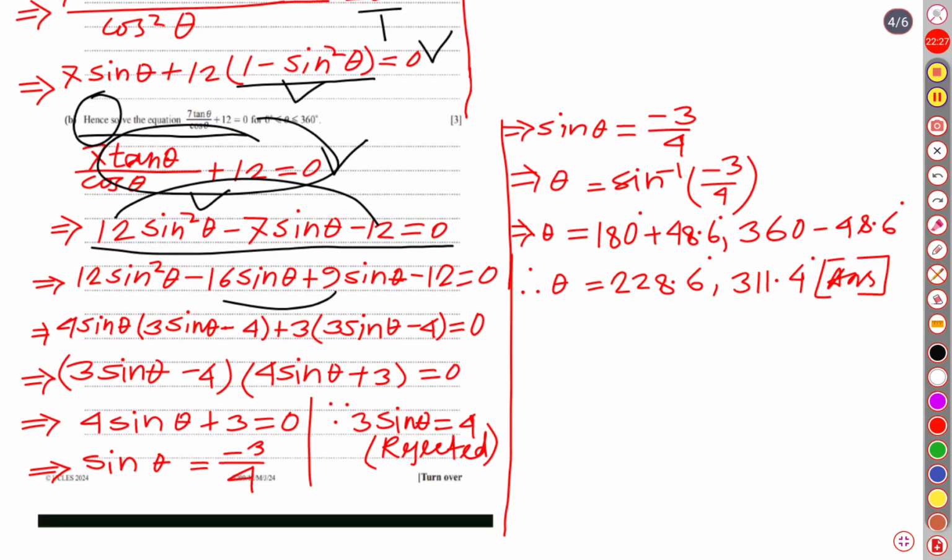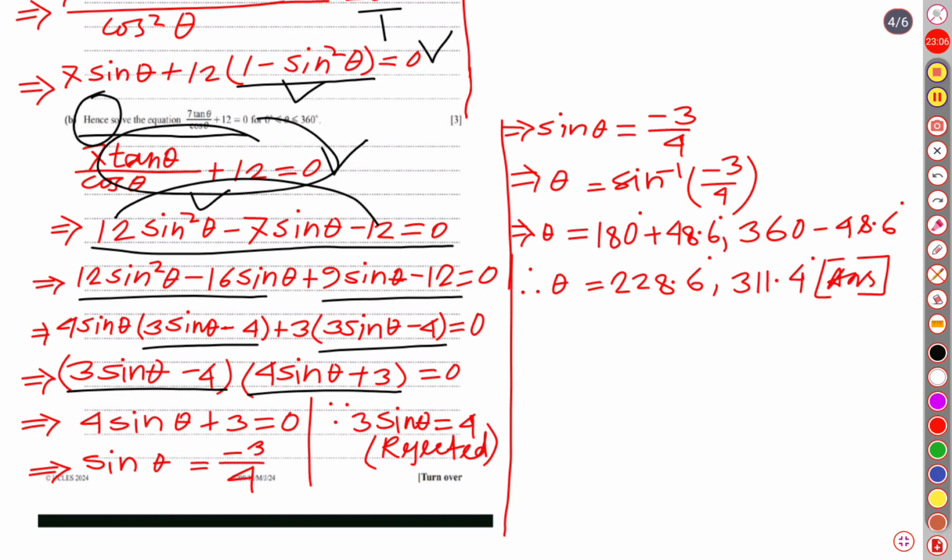This is actually the core part of algebra, and I think all of you are well versed with such manipulation. So we have 12 sin square theta and 16 sin theta. Between these two, 4 sin theta is common. If we take 4 sin theta as common, it is going to be 3 sin theta minus 4. In the next pair, only 3 is common. If we take 3 common, it is going to be 3 sin theta minus 4. So ultimately we have got two linear factors: one is 3 sin theta minus 4, another one is 4 sin theta plus 3.